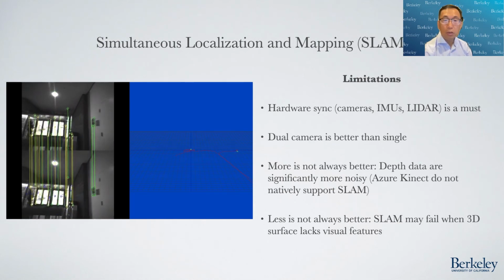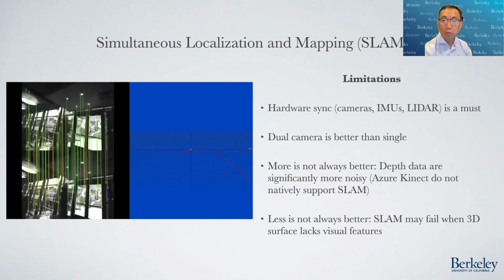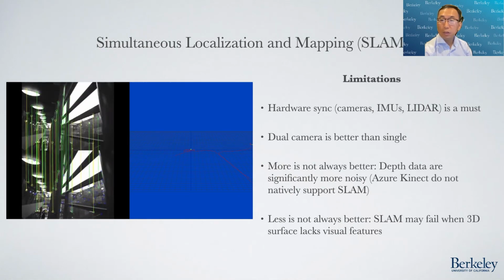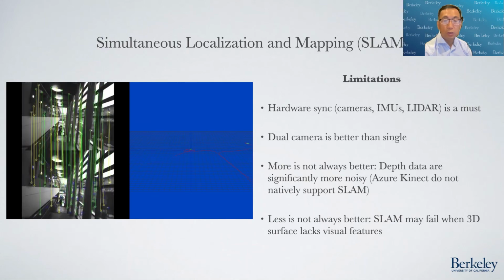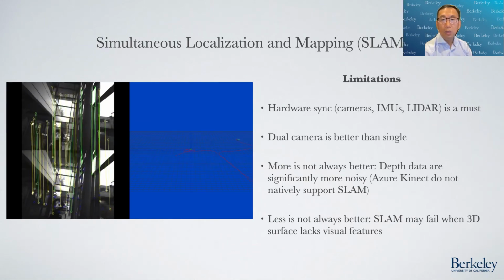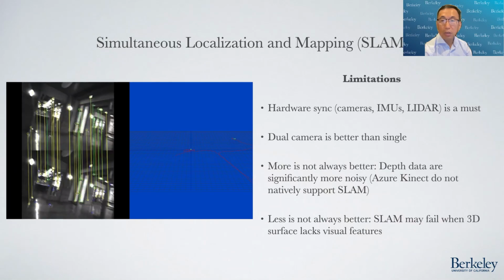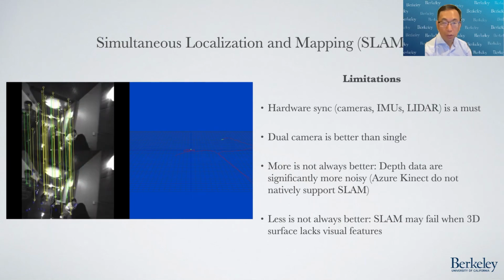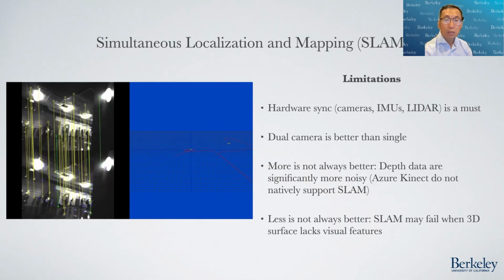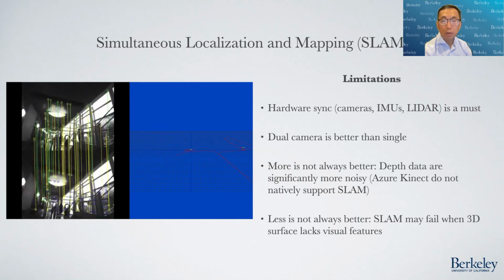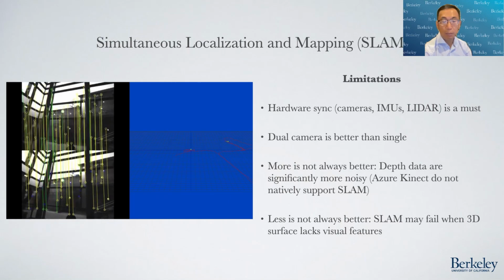Our OpenARK solution, similar to many state-of-the-art solutions, comes with well-known limitations. First, hardware sync between sensors is a must. If you lose time sync between the sampling stages, it is very difficult to get it back because of the ambiguities of the timing. Second, for SLAM, a dual camera setup is always better than a single camera setup.